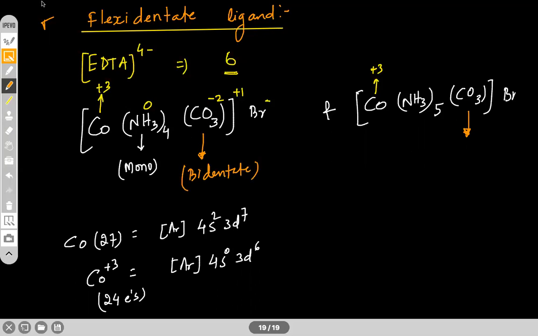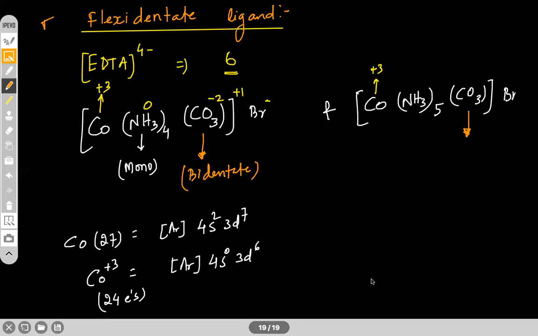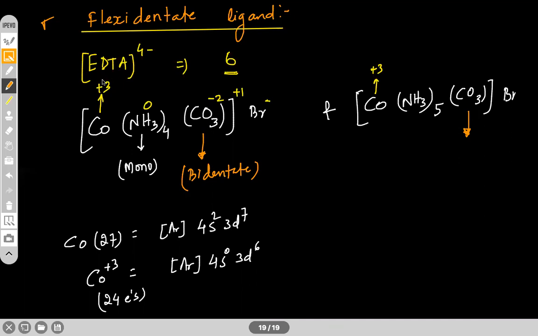Excuse me, sir. Sir, according to EAN, shouldn't we be taking 27 as the atomic number? Why are we taking 24? Okay, it doesn't make a difference. Oxidation state is plus 3, no? Yes, sir. That's why I'm taking 24. Those examples, oxidation state is 0. Yes, sir, understood, sir.